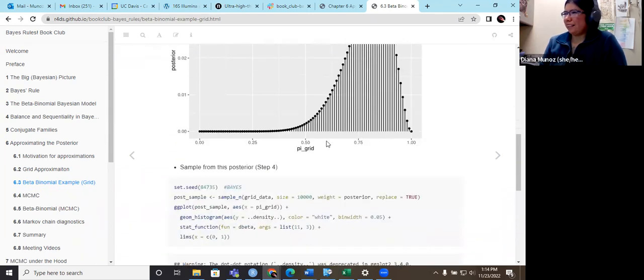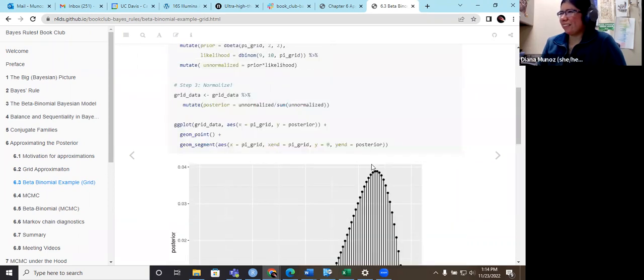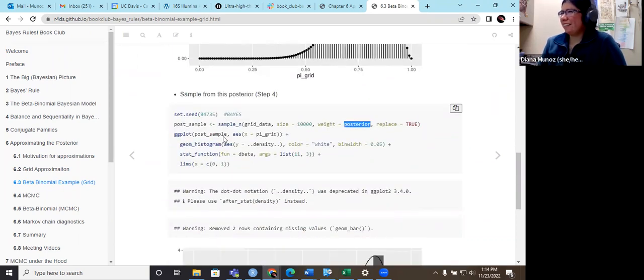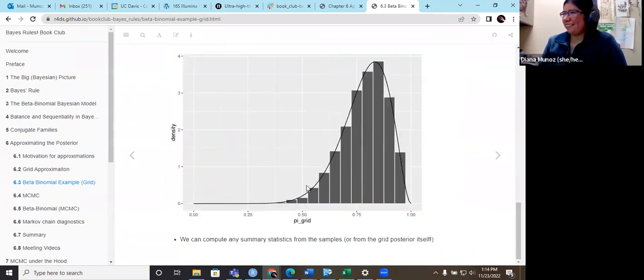And then you're going to sample a bunch of values from this posterior. In this case, we're extracting 10,000 samples, and we told it we're getting them from the posterior values. We do that, and the histogram shows you the samples that we pulled. From here, you can see that the samples are really similar to our estimated posterior distribution.